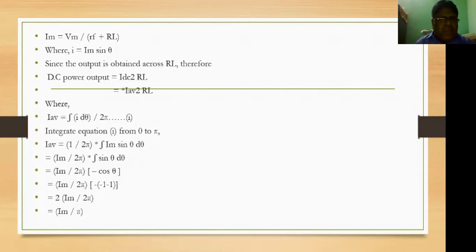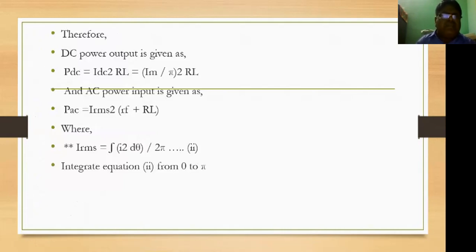Next, what will we do? Simply integrate the sin theta. Im by 2 pi into minus cos theta, since the integral of sin theta is equal to minus cos theta. Okay, Im by 2 pi, substitute 0 to pi. Then what will you get? Im by 2 pi into minus of minus 1 minus 1, that becomes 2 into Im by 2 pi. The 2 cancels. Finally we get Im by pi, maximum current divided by pi.